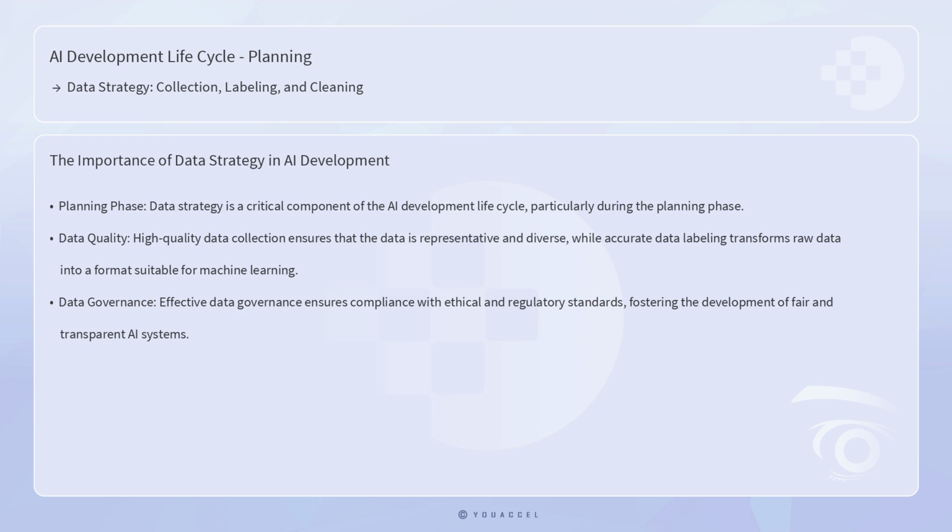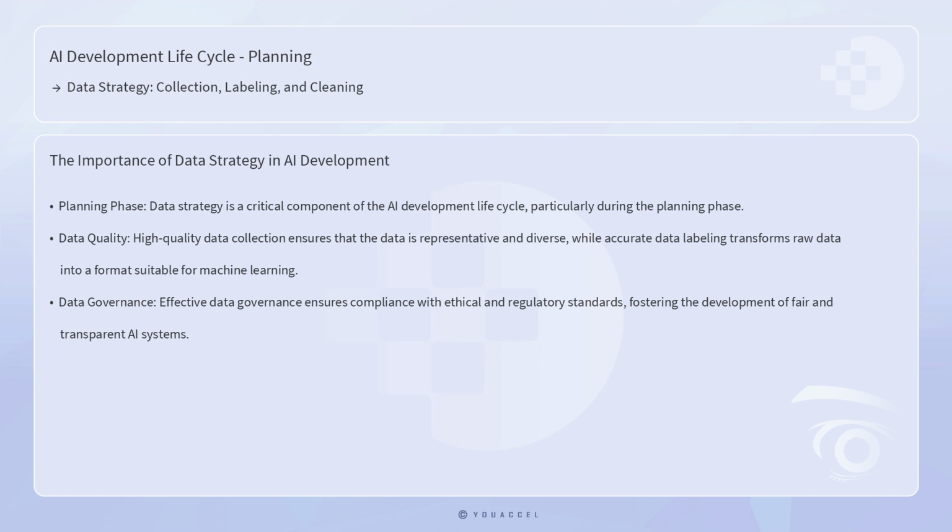In conclusion, data strategy is a critical component of the AI development lifecycle, particularly during the planning phase. The processes of data collection, labeling, and cleaning are interdependent and collectively contribute to the quality and performance of AI models. High-quality data collection ensures that the data is representative and diverse, while accurate data labeling transforms raw data into a format suitable for machine learning. Rigorous data cleaning processes address errors and inconsistencies, enhancing data quality.